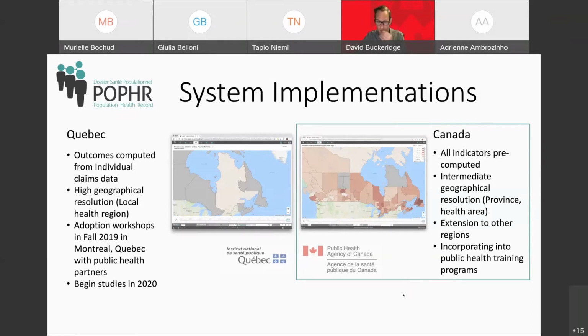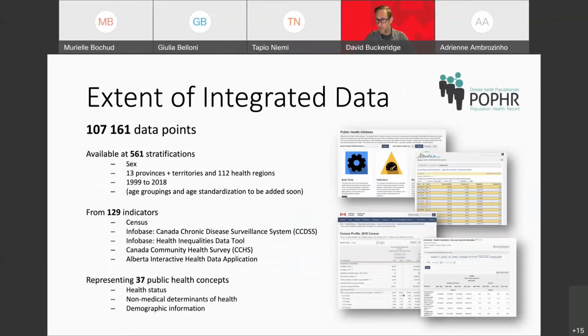I don't know if these challenges exist where you are, but certainly in Canada, we found it a challenge even just to pull together existing health indicators in a consistent format. So this is a process, again, we were driven by chronic diseases, and we said, let's pull all of the relevant indicators we can find from open sources for health regions and provinces in Canada and organize them according to our ontology. This was quite an extensive effort. We ended up finding over 108,000 data points at 561 stratifications, considering sex, provinces, territories, health regions, and time, for 129 of the indicators that we identified in relation to our ontology, our indicators of chronic disease.